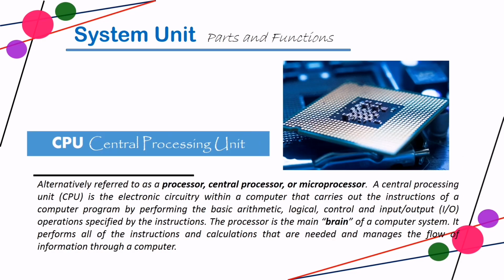CPU, Central Processing Unit, alternatively referred to as a processor, central processor, or microprocessor. A central processing unit is the electronic circuitry within a computer that carries out the instructions of a computer program by performing the basic arithmetic, logical, control, and input-output operations specified by the instructions. The processor is the main brain of a computer system. It performs all of the instructions and calculations that are needed and manages the flow of information through a computer.